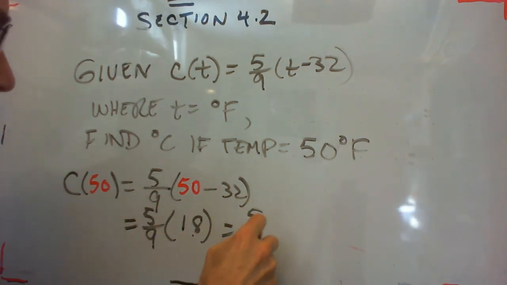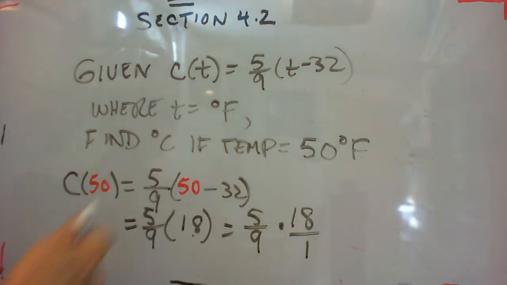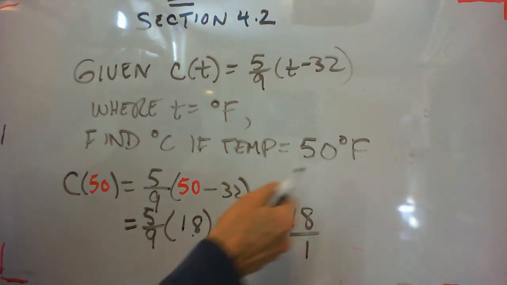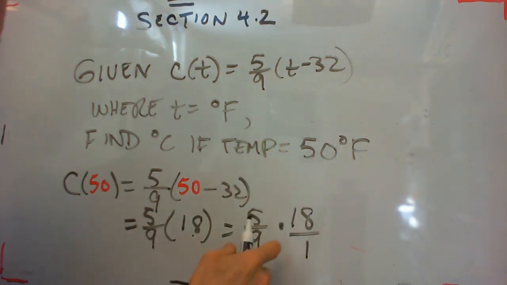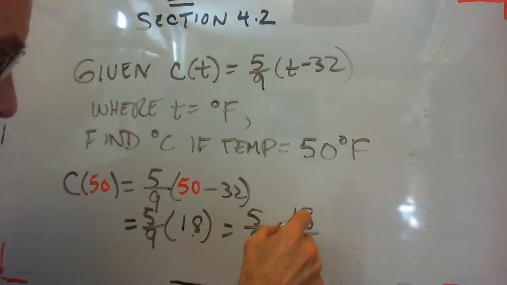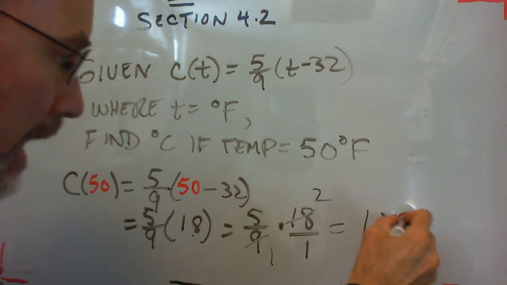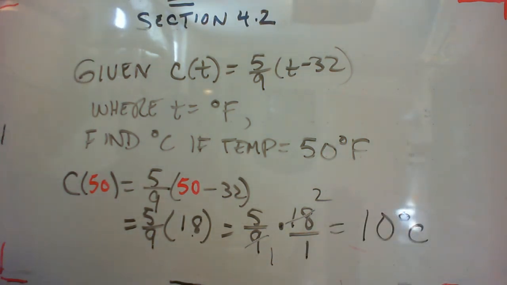Okay, so that's 5/9 times 18 over 1. I picked a nice value that allowed me to do this without a calculator. If it was something like 17, you'd want to use a calculator here, but 5/9 times 18 over 1, I can do that without a calculator. And we get 5 over 1 times 2 over 1, which is 10 degrees Celsius.